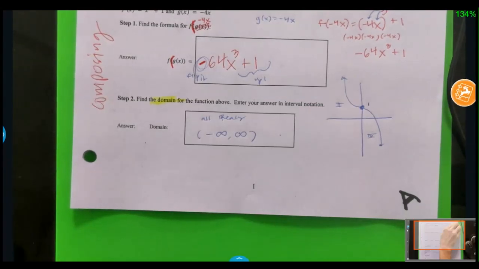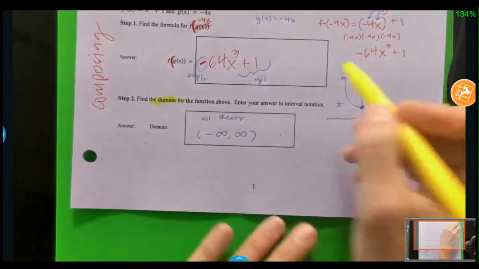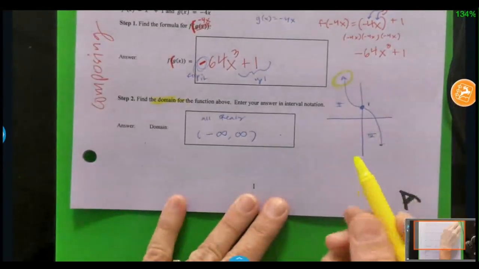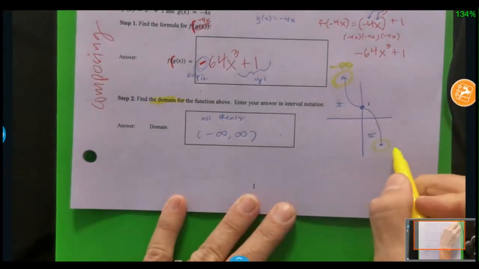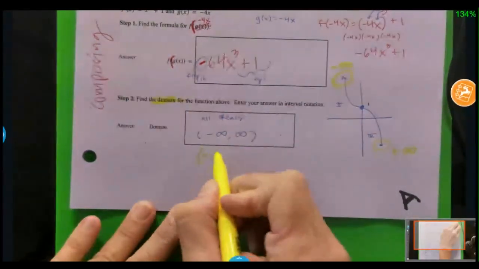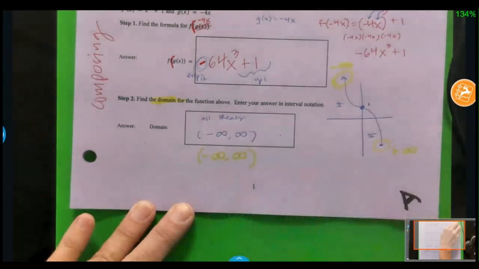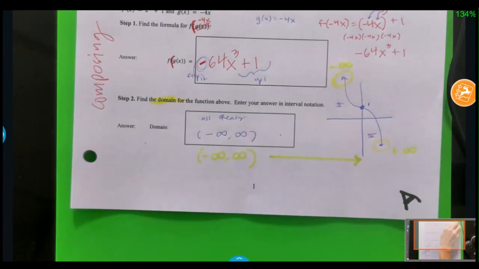Now, if you don't remember the restrictions, you can look at the graph. Because now that we know what this graph is going to do, what does this arrow indicate it's doing forever to the left? Negative infinity. And this indicates that it's going to the right forever to positive infinity. So we get the same interval, negative infinity to positive infinity, using the graph, or using our restrictions. Either way, you get the same answer.